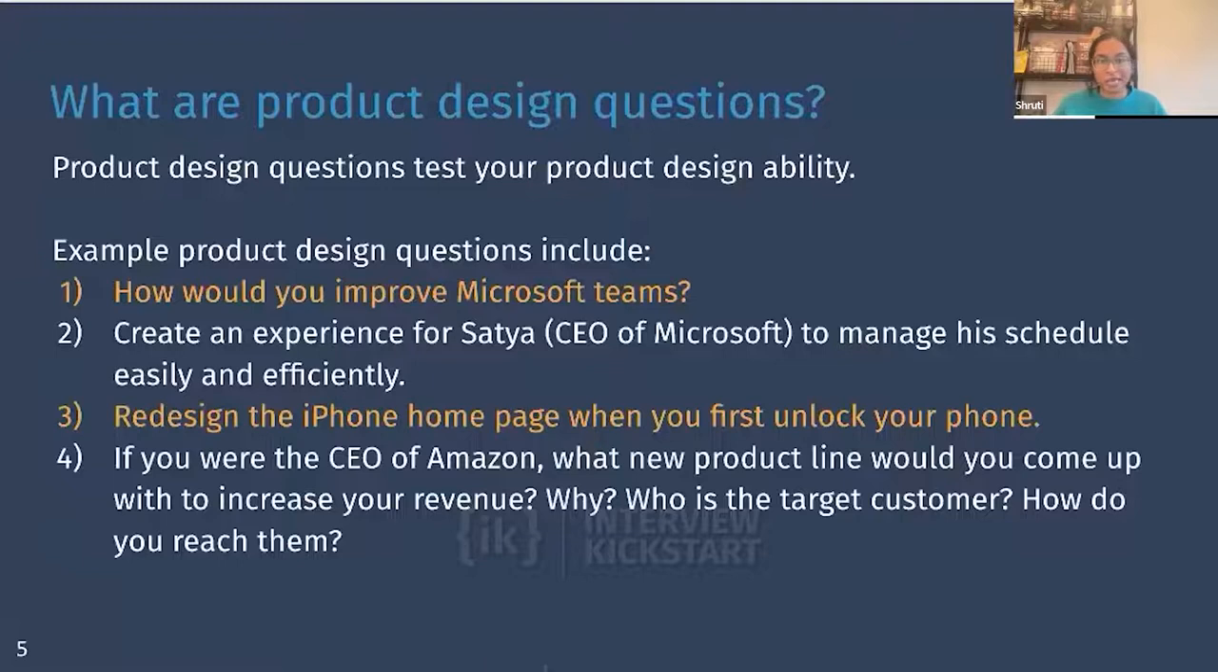You can also be asked to redesign the iPhone homepage when you first unlock your phone. Or, if you were the CEO of Amazon, Jeff Bezos, what new product line would you come up with to increase your revenue? Why? Who's the target customer? And how do you reach them? These are obviously a broad set of questions, but I wanted to go through a few examples of the question type. Then we can delve into how you can use the circles method, what it is, and how you apply it to these types of questions.